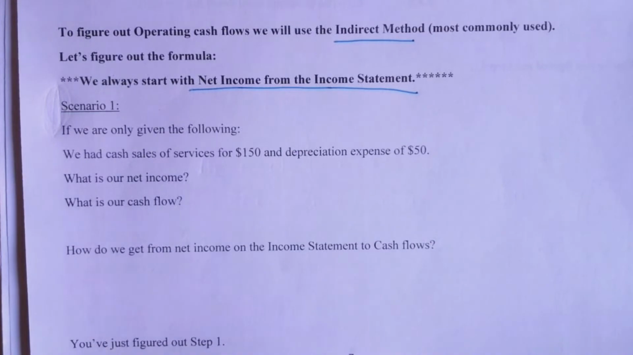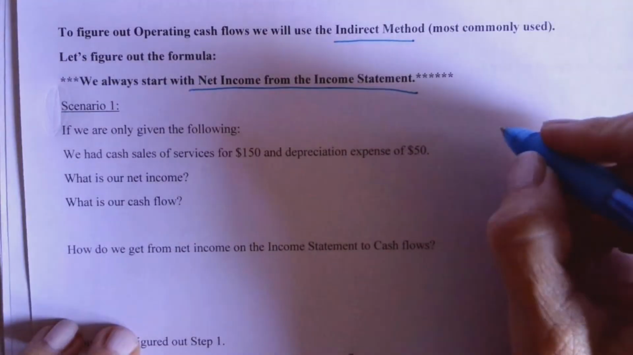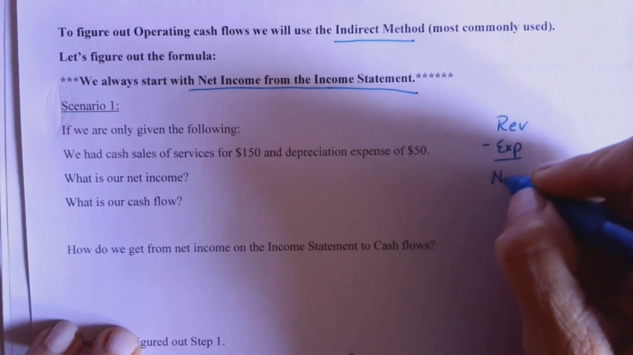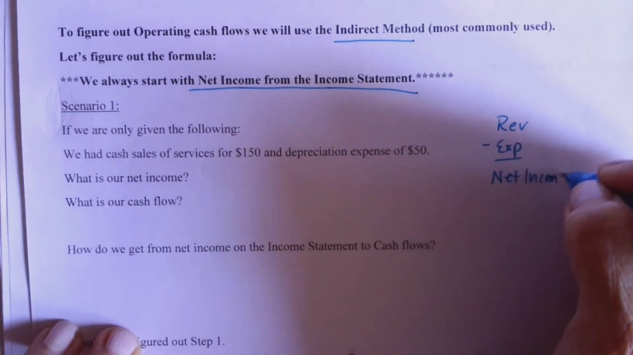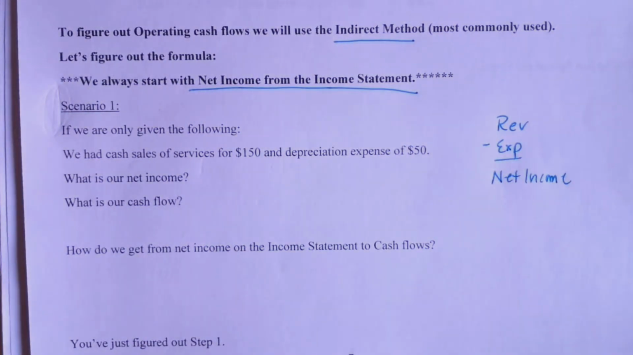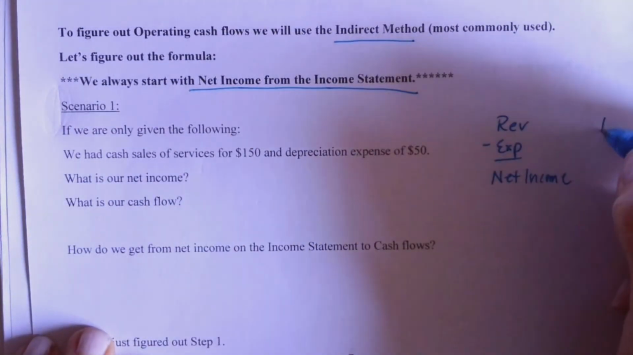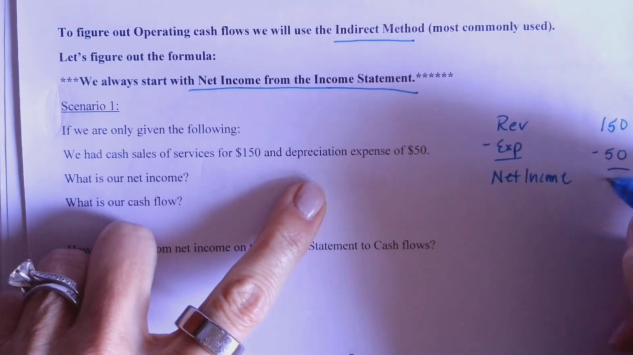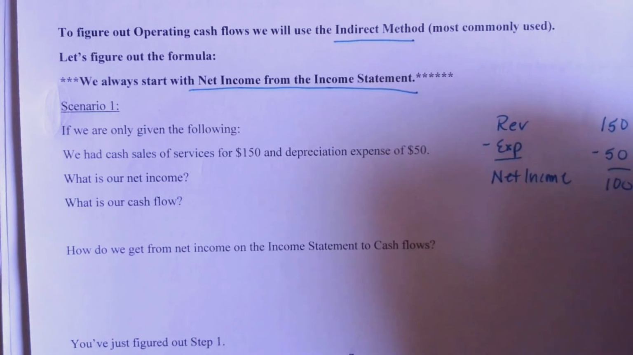So what is going to show up on our income statement as our net income? Remember, net income is revenues minus expenses. 100, right? Because we're showing 150 of revenue, and then depreciation expense of 50 gives us net income of 100. Good.